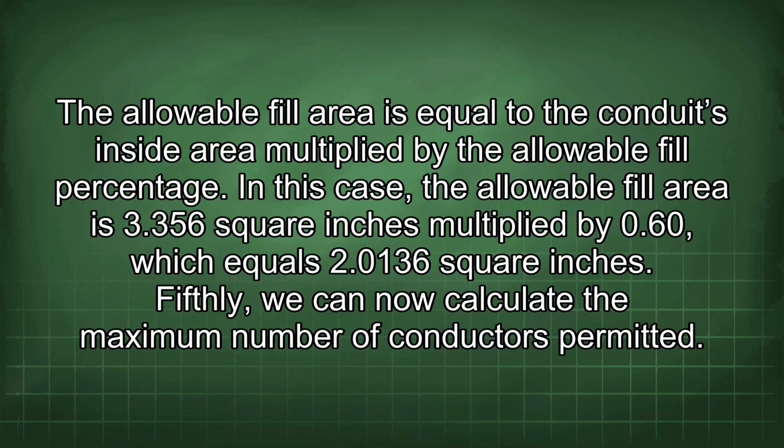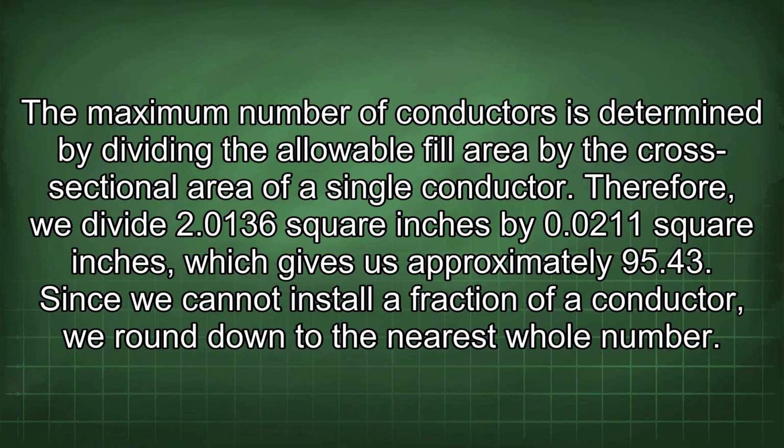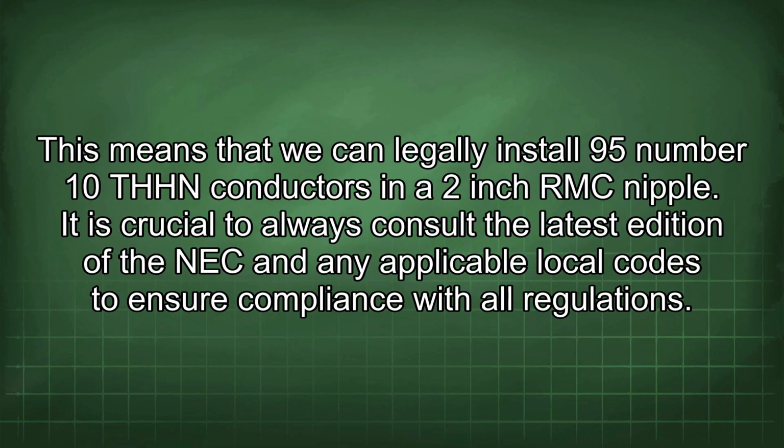Fifthly, we can now calculate the maximum number of conductors permitted. The maximum number of conductors is determined by dividing the allowable fill area by the cross-sectional area of a single conductor. Therefore, we divide 2.136 square inches by 0.211 square inches, which gives us approximately 95.43. Since we cannot install a fraction of a conductor, we round down to the nearest whole number. This means that we can legally install 95 number 10 THHN conductors in a 2-inch RMC nipple.